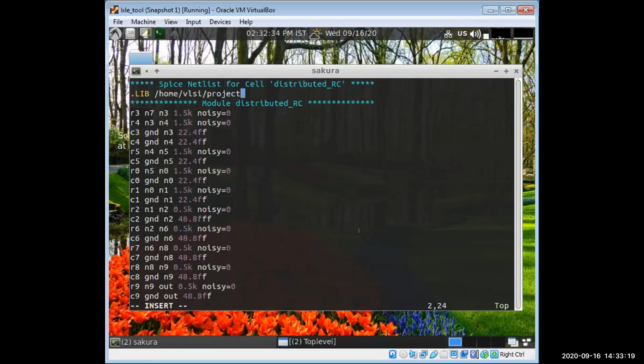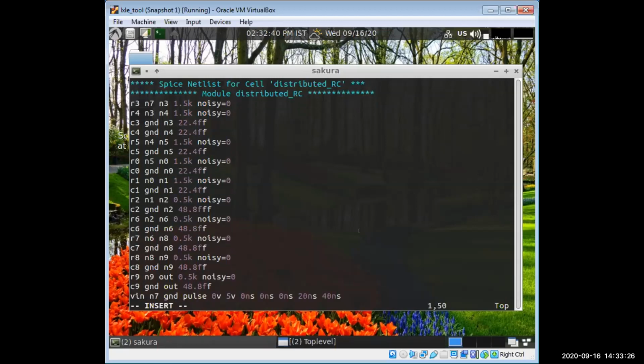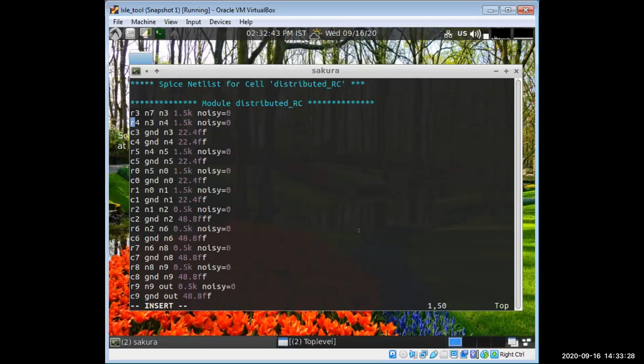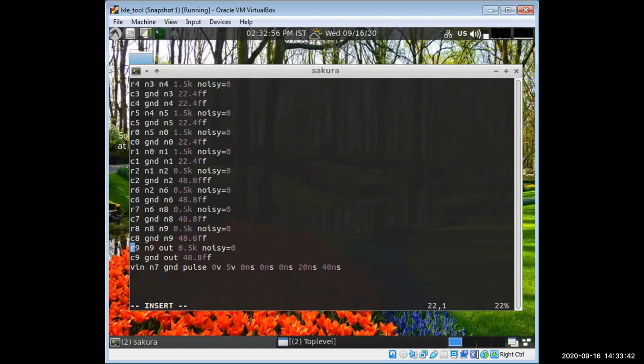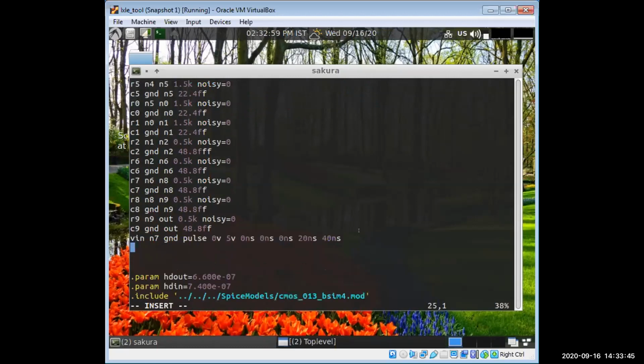I think that is not required because it is the default model. Yes, sir. So you can see here the 5 segments are named with 1.5 kilo, and these are the capacitances. 5 are named with 22.4 and 5 are named with 48.8 femtofarad. This is the pulse voltage connected here, pulsed up to 5 volts.